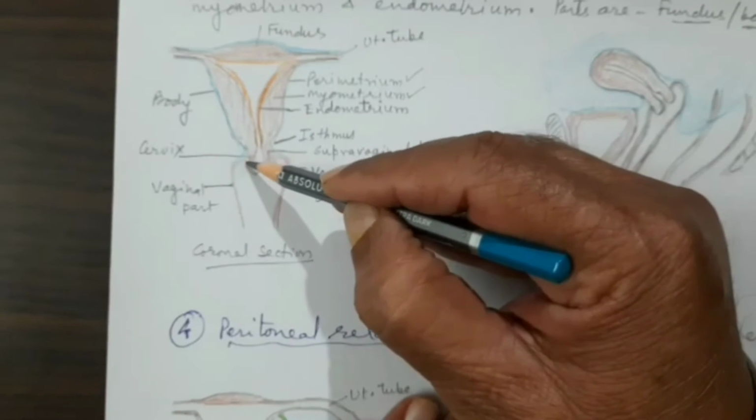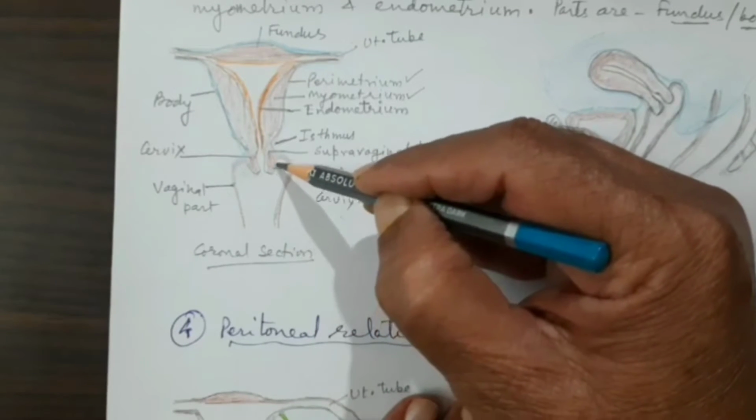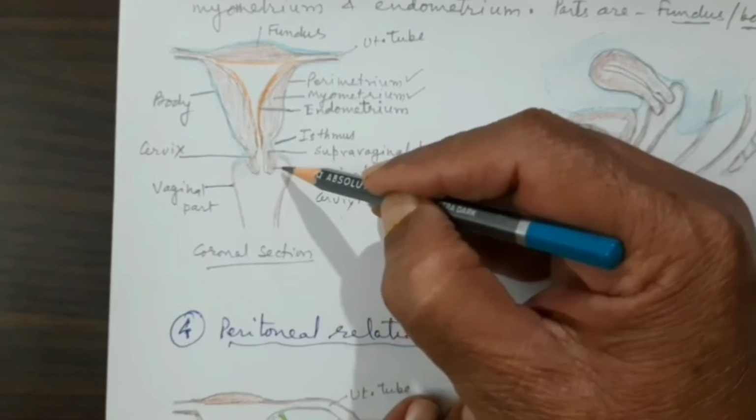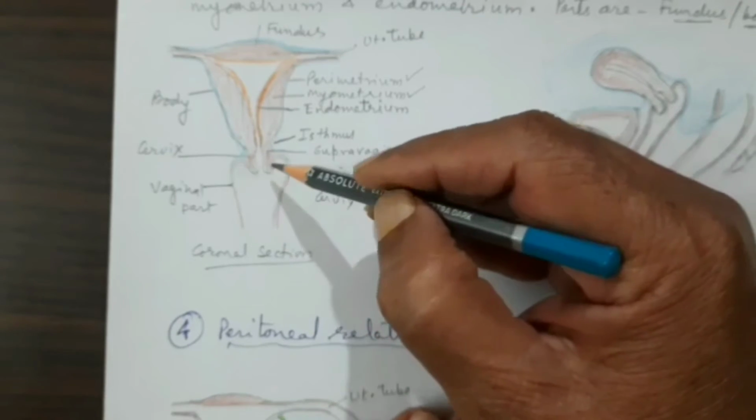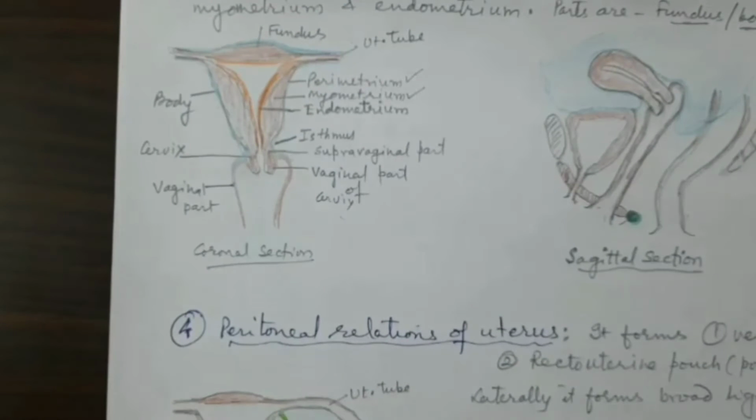The part which lies below the attachment of the vagina is called the portio vaginalis, or the part of the cervix within the vagina, and the part which lies above it, which is outside the vagina, the upper part of the cervix, is called the supravaginal part.